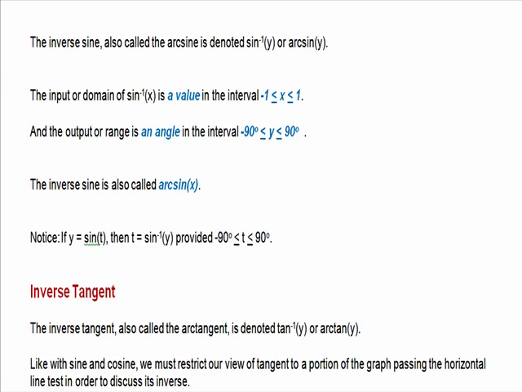So the input or domain of inverse sine is actually a value between -1 and 1. So remember, it's backwards from the regular sine function. The input is the value between -1 and 1, and the output of inverse sine is an angle, and it will always be an angle between -90 and 90. Once again, inverse sine is also called arc sine.